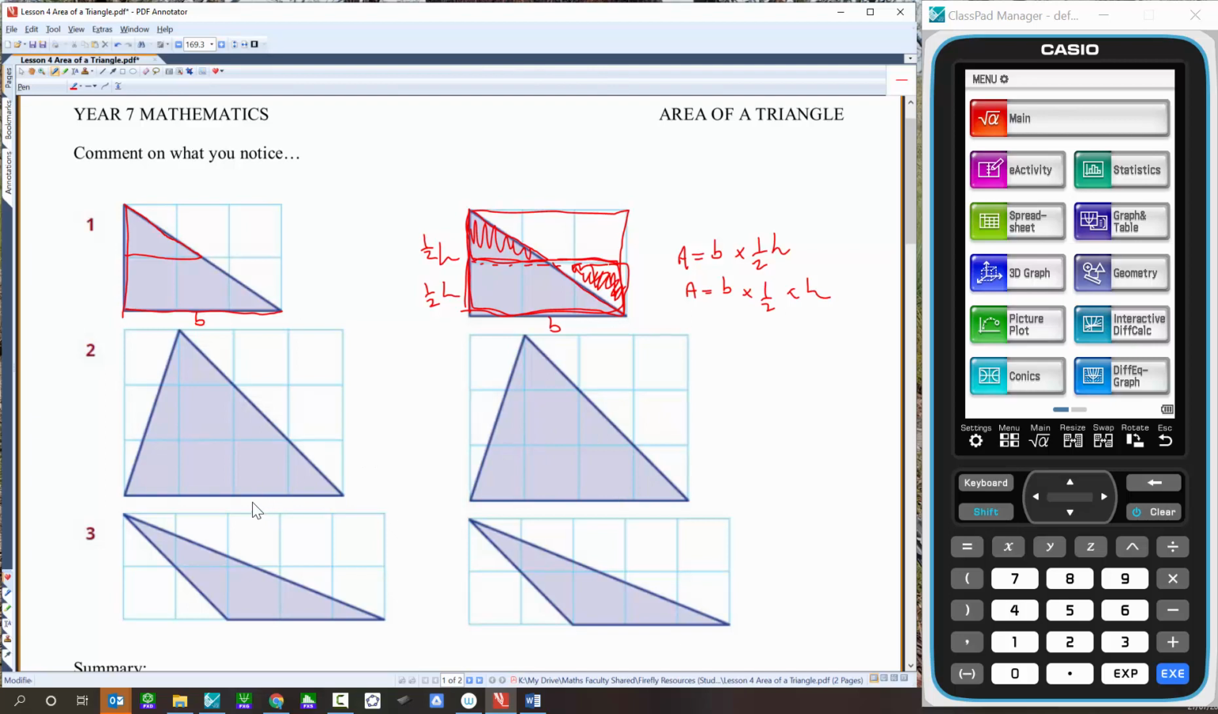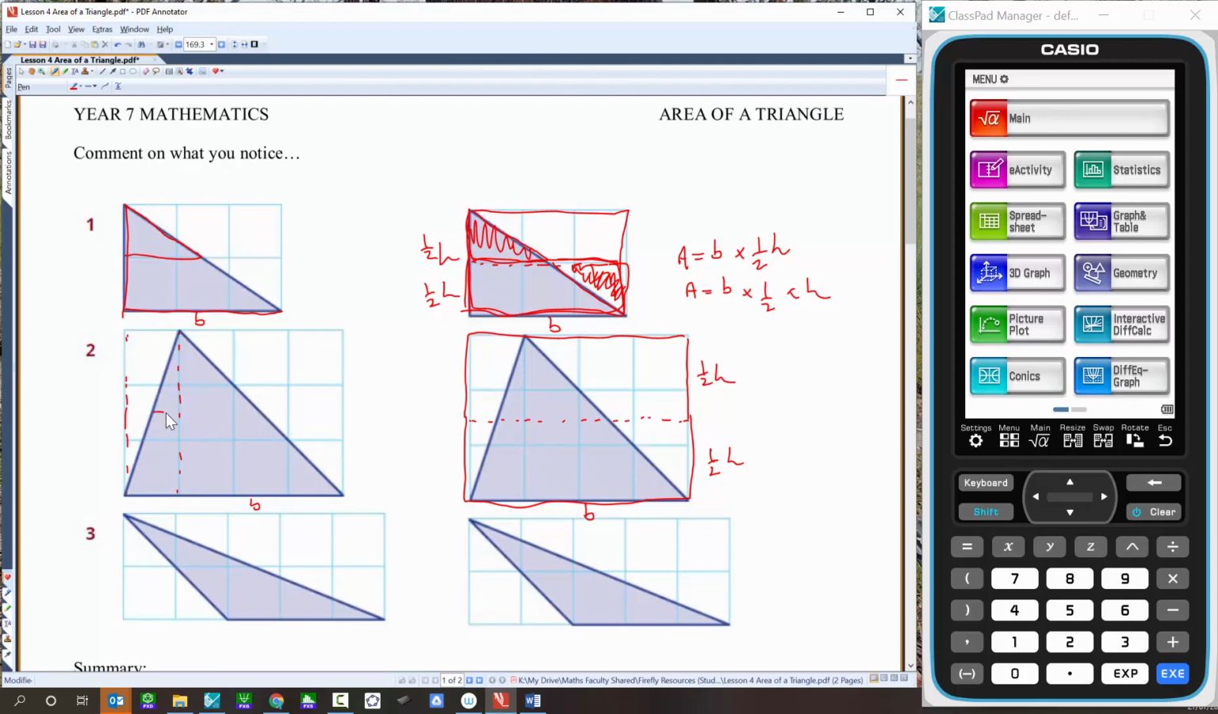So let's go and have a look. I'm going to call this the base, and this is my height. Okay, so over here I'm going to do half the height again. That would be half the height. So this rectangle here is going to be half of the height. This rectangle here is going to involve base times half the height. Okay, so base times half the height will give me what I'm after here.